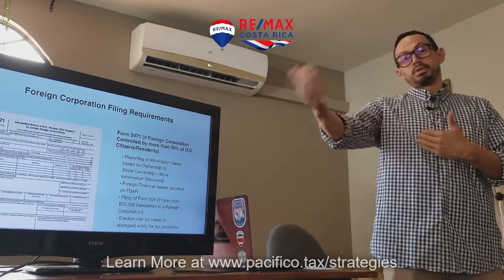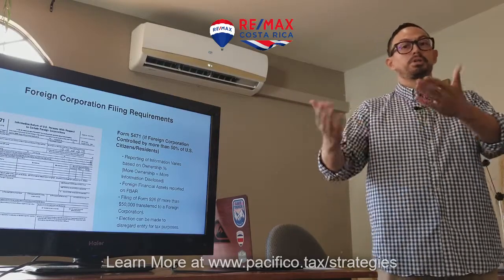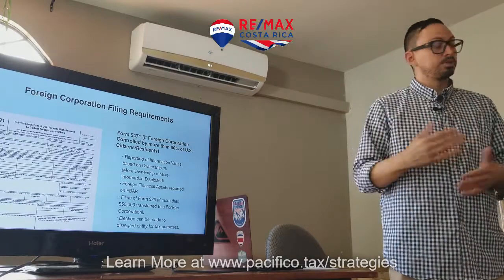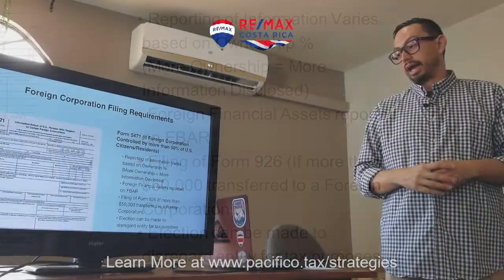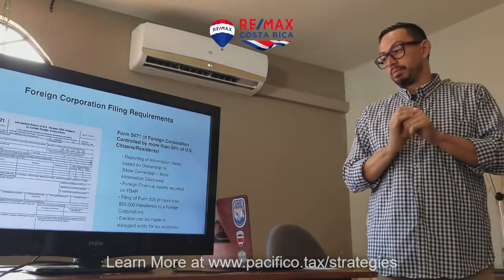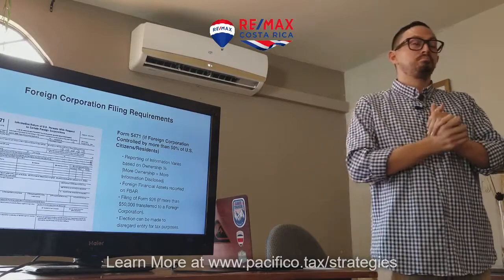So if you're contributing property, that needs to be reported. Any dividends paid, that needs to be reported. So depending on your ownership, depends on how much information you have to report. And there's a separate form if you are sending in more than $50,000. So usually during an initial capital investment or purchase, if you're sending in more than $50,000, there's another form for that. And like I said earlier, an election can be made to disregard it.